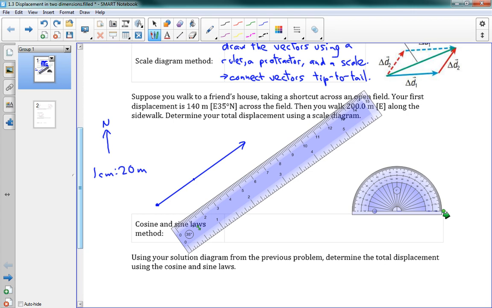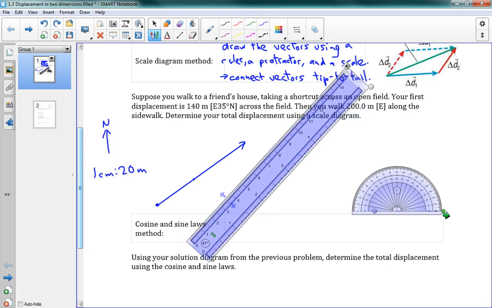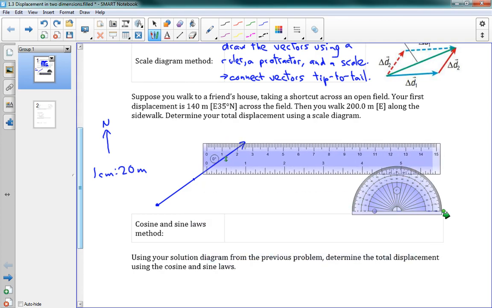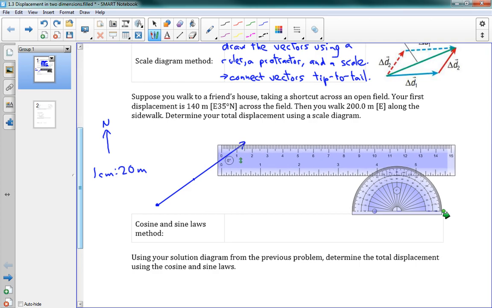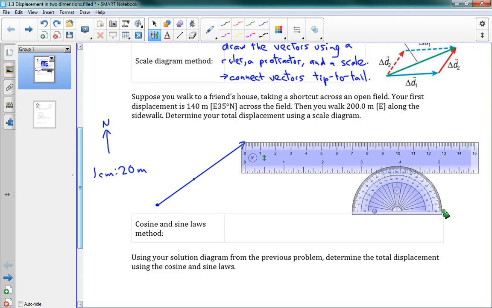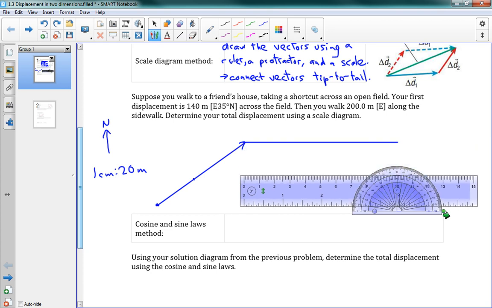Okay, part 2, it says 200 meters east. So I need to rotate this back so that it is level at 0 degrees, so perfectly horizontal. And now I will draw another line. I'll line up my 0 here. 0. Good, and I will go 200 meters, so it means it's going to be 10 centimeters on my ruler using my scale. So 10 centimeters, there we go. And I'll draw my arrow.